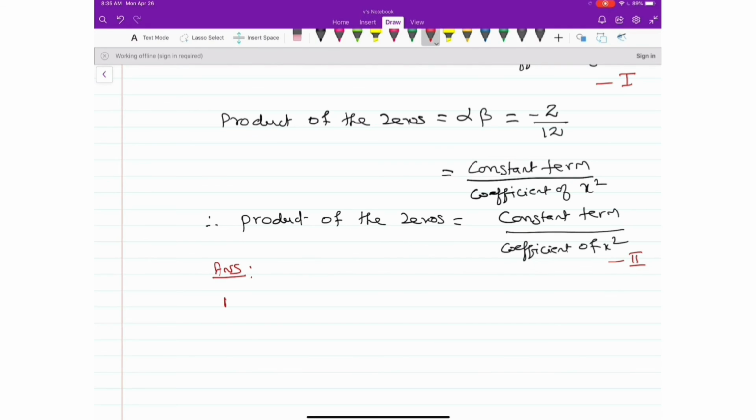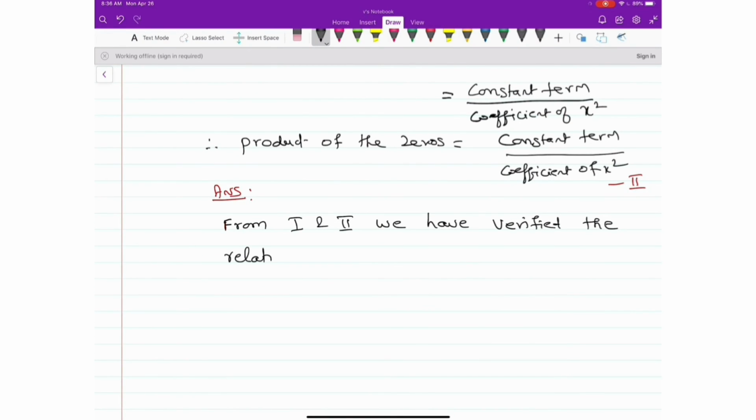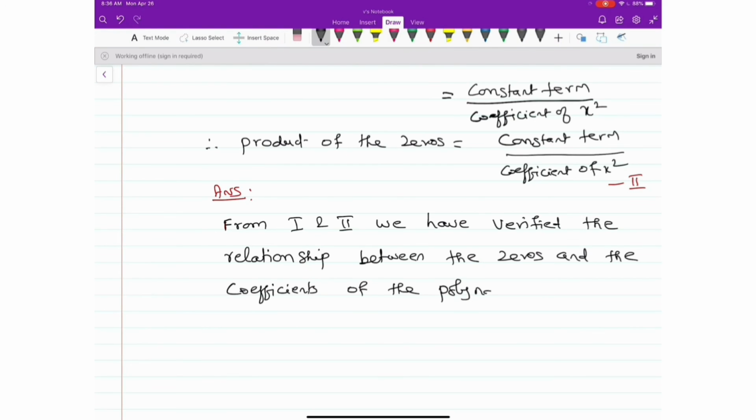Answer: from 1 and 2, we have verified the relationship between the zeros and the coefficients of the polynomial f of x is equal to 12x square minus 5x minus 2.